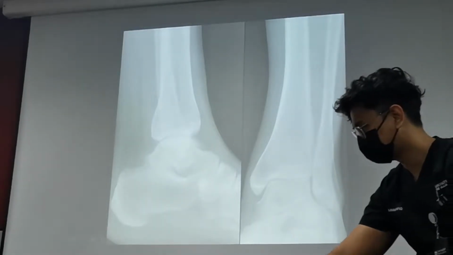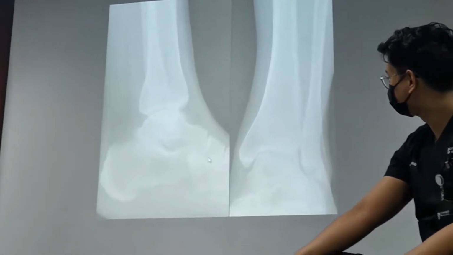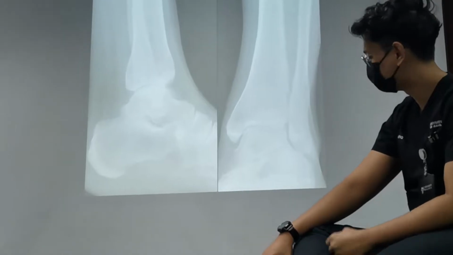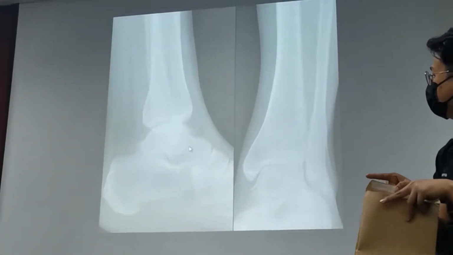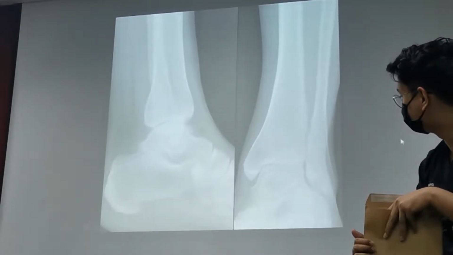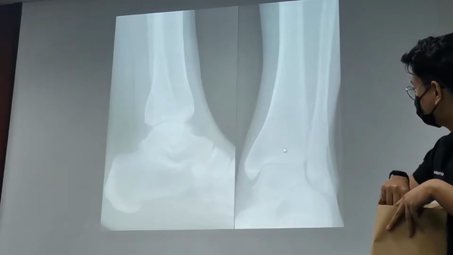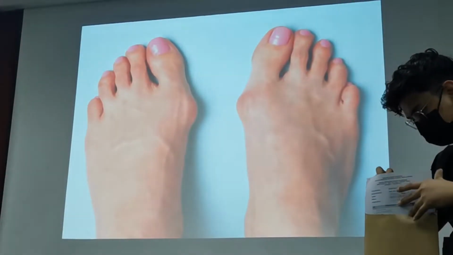So from an X-ray, can someone tell me what bone this is? Navicular, because you see it is together with the talus. What bone is this? Calcaneum. Alright. Then you have your tibia here, your fibula.